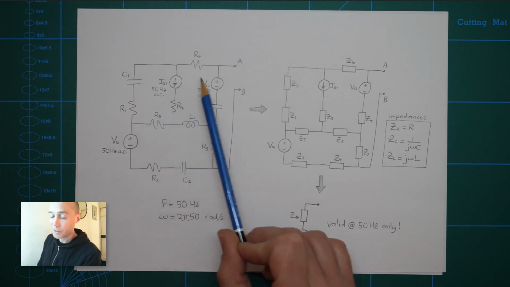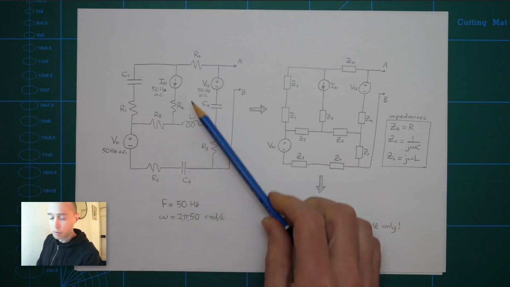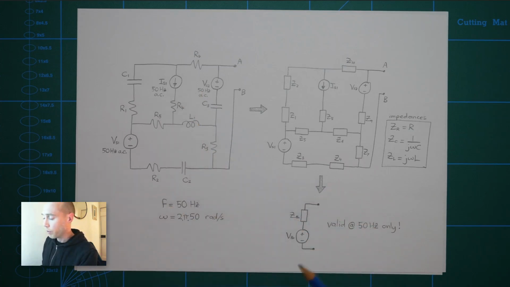Also, if I had sources with different frequencies, we'd need to deal with that carefully. You couldn't represent it with a single simple Thevenin equivalent circuit like the way I have done here. There are ways that you could use Thevenin even in a circuit that had multiple frequencies, but it would no longer be the simple picture that we're talking about here.